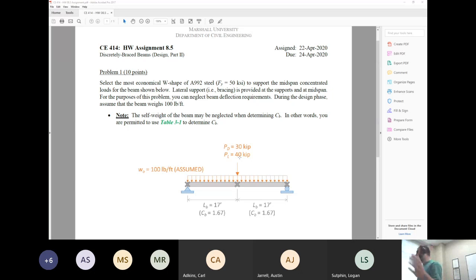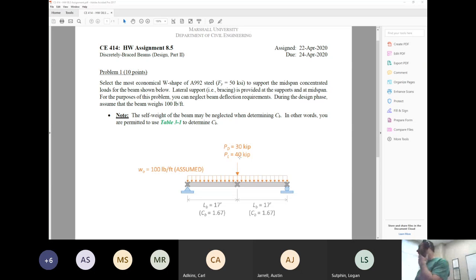There aren't even any deflection limits, so you don't even need to worry about the moment of inertia. All I'm interested in for this assignment is that you're able to compute Mu and Vu and all that stuff, and that you're able to use Table 3-10 to accurately select a shape, and that you are able to analyze that shape to verify its moment capacity.